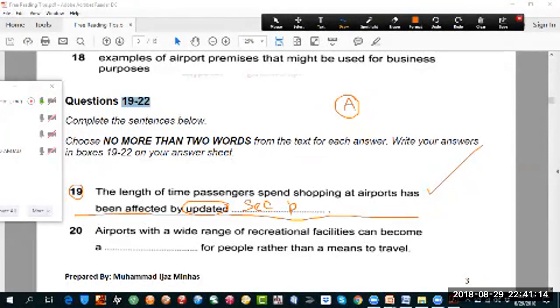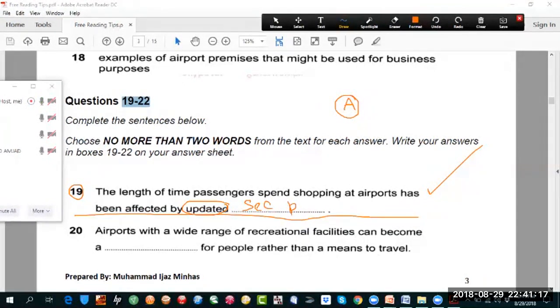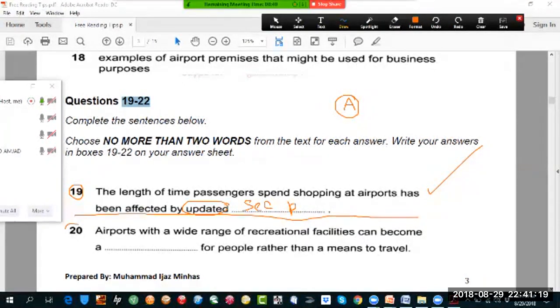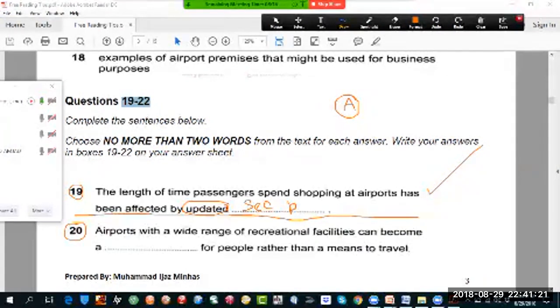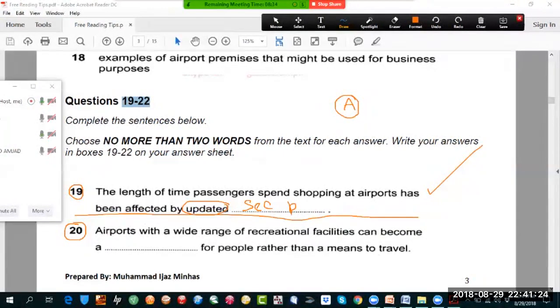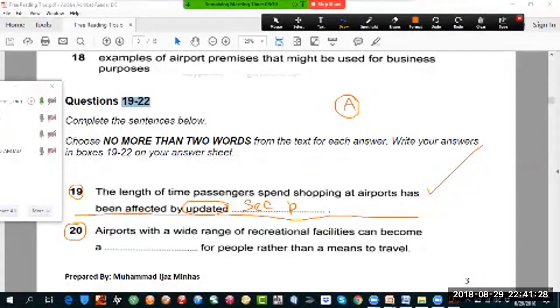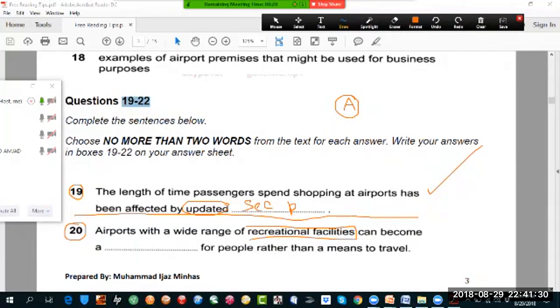Got it? It is also possible that the answer to question number 20 may also be here in paragraph A. So read, airports with a wide range of recreational facilities. Did we talk about anything about recreational facilities? No, sir. So we didn't talk about any. So that means the answer to question number 20 is not in A.